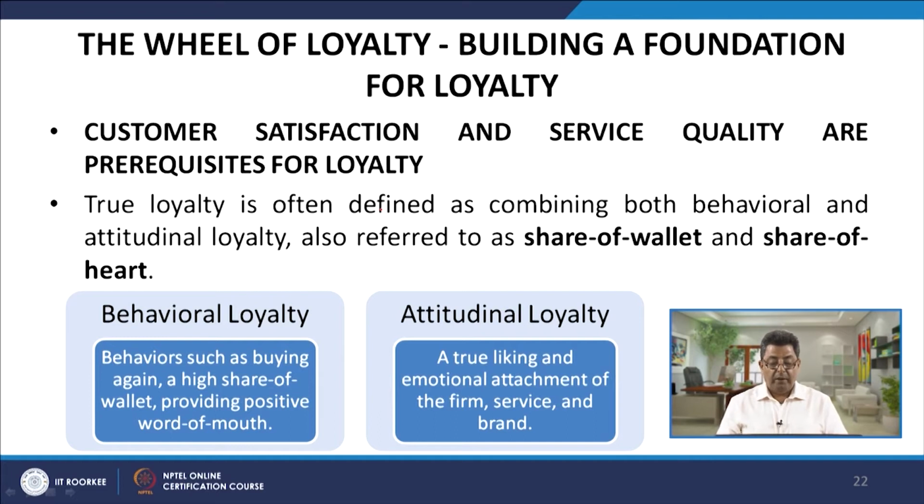True loyalty is often defined as combining both behavioral and attitudinal loyalty. We are talking of both behavioral and attitudinal loyalty. Both of them combined make a person truly loyal. It is also referred to as share of wallet and share of heart. So behavioral is share of wallet and attitudinal is share of heart. Behavioral loyalty is behavior such as buying again, a high share of wallet, providing positive word of mouth. And attitudinal loyalty is a true liking and emotional attachment to the firm, service and brand.